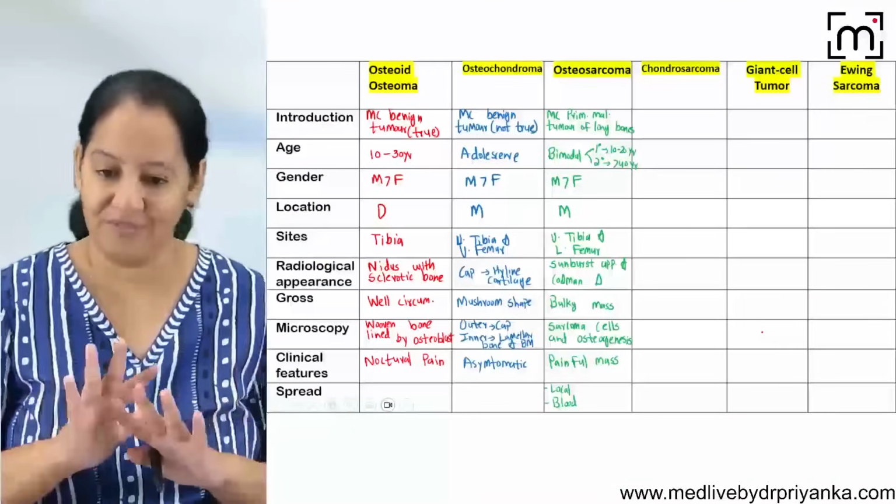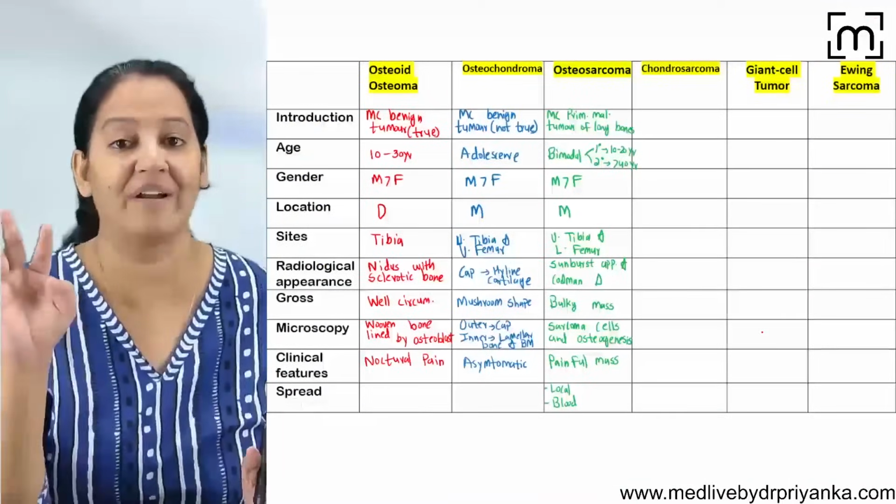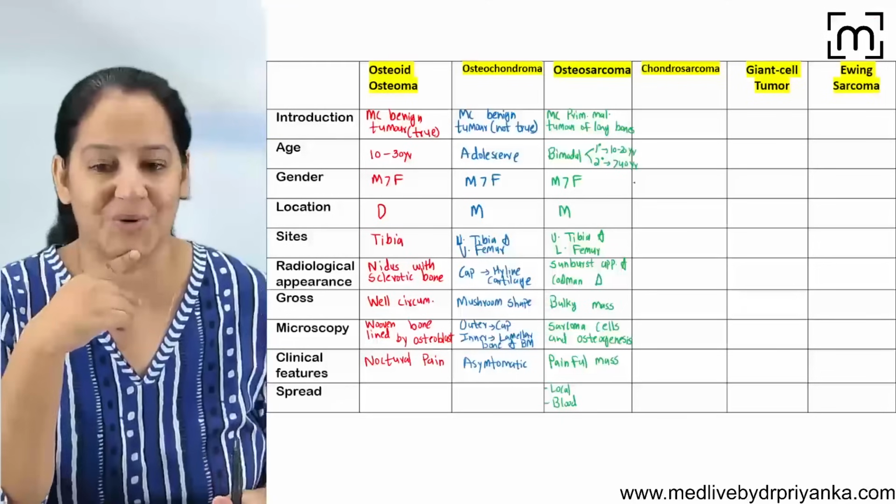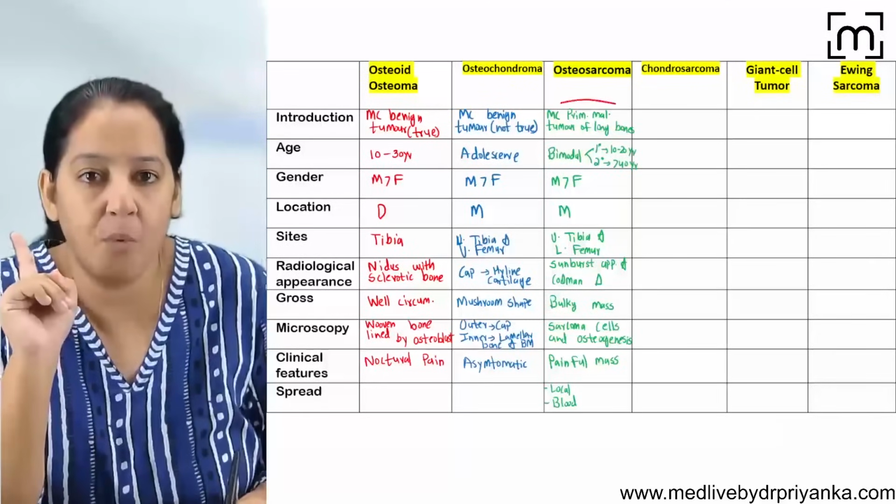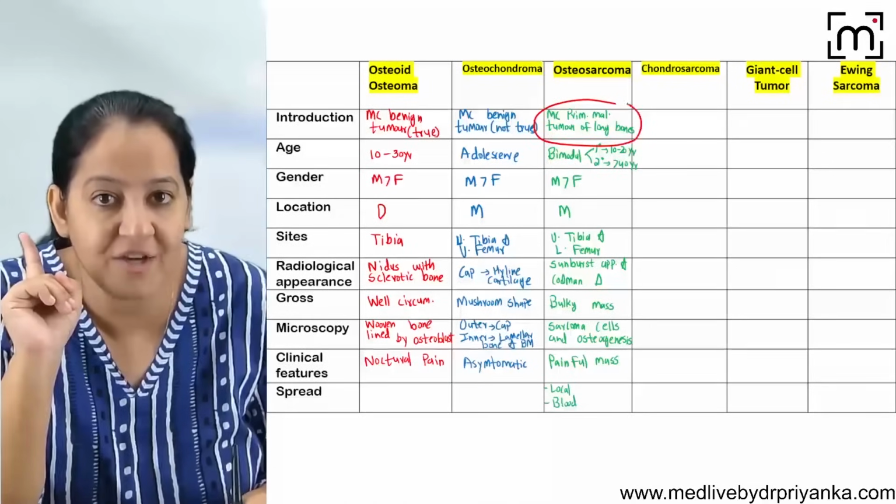It's a very important question. So we are done with this tumor. Also the third one, a very important tumor, that is osteosarcoma. So I told you this one is the most common primary malignant tumor of the long bone.